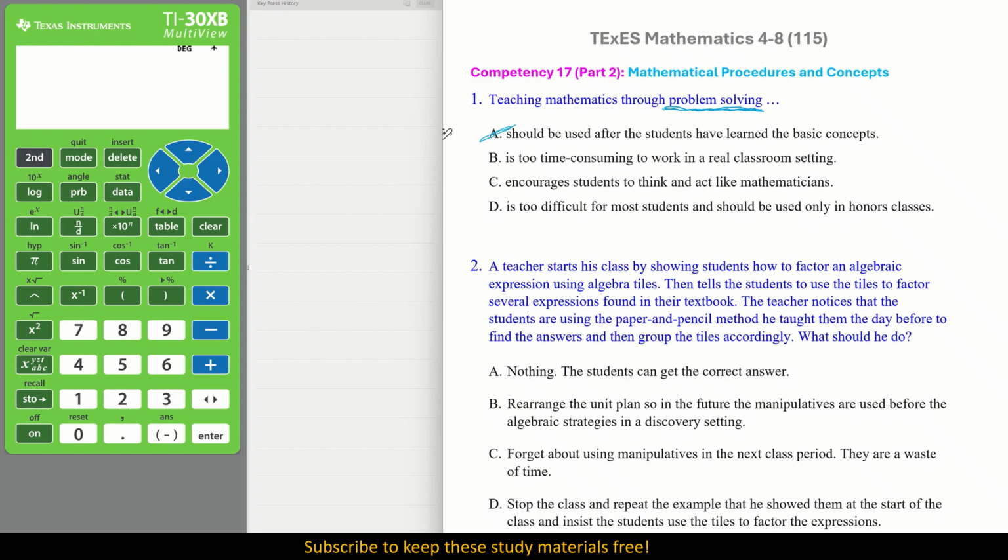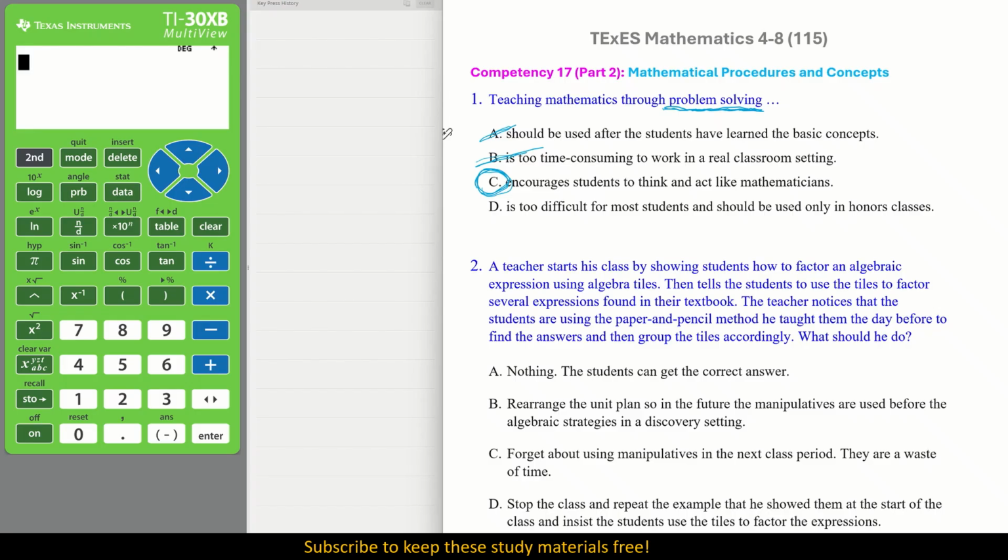Let's look at B. Is too time consuming to work in a real classroom setting. That is negative. Anything like that, anything negative, don't even consider it. Just mark it out. Let's look at C. Encourages students to think and act like mathematicians. Although you may think that's corny, that's the best answer so far. It makes sense. Thinking for themselves and solving things in different ways. Act like mathematicians may seem a little corny to the general public, but for educators, that's going to be in our rhetoric. So that's a good option.